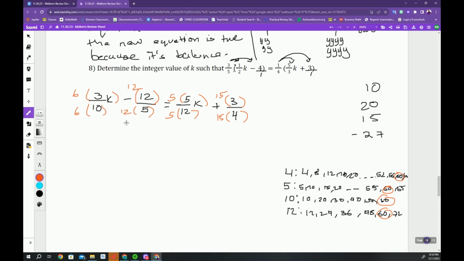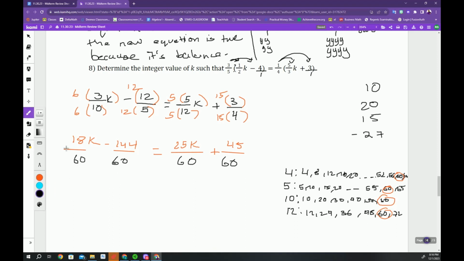And now we just have to simplify it. So all the new denominators are now 60. So let's write our 4 fractions. We have 60, 60, 60, and 60. Now let's work out the numerators. 6 times 3k, that is 18k. Negative 12 times 12 is negative 144. 5 times 5k is 25k. Oh, I forgot my equal sign. And 15 times 3 is 45. And it's positive, so it's plus 45.